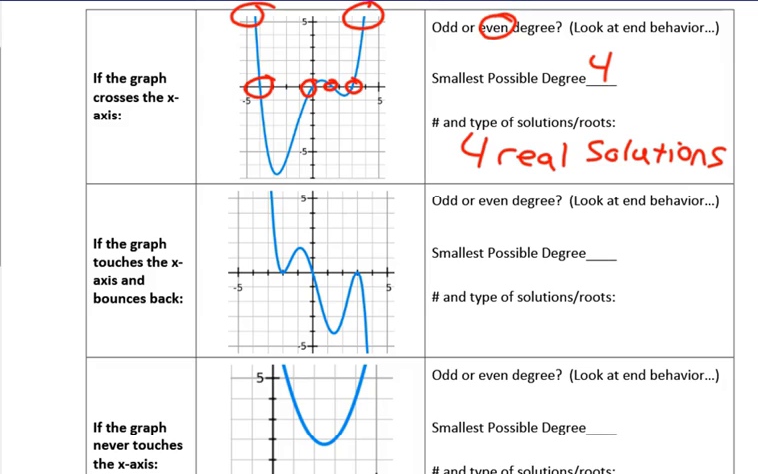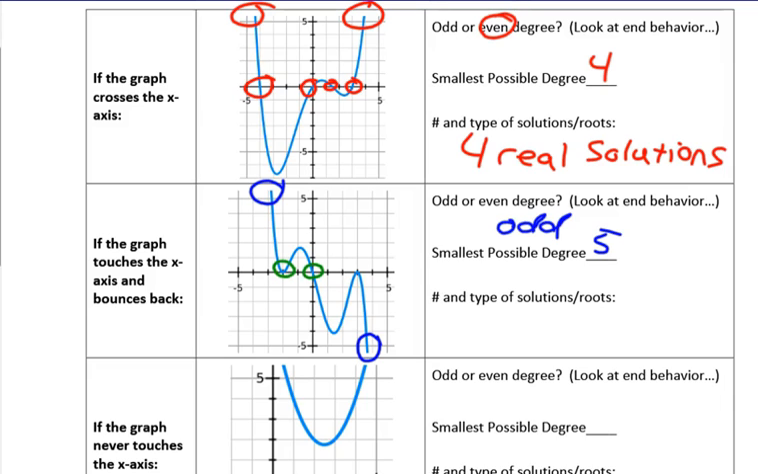It's odd. The end behavior is going in 2 different directions, so it's odd. All right, how many turning points are there? There's 4. 4 turning points. So what's the degree? 5. Okay, so how many solutions should I have? 5 solutions. So how many real ones do I have?